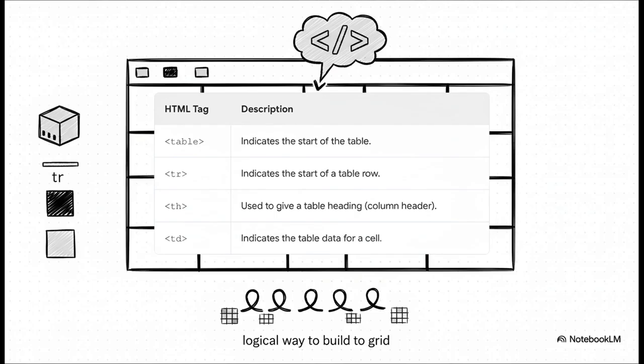The table tag starts the whole thing. Then you think in rows. TR literally means table row. Inside each row, you put your cells. You use TH for a table header, that's why they're bold, and TD for a regular table data cell. You're really just building the grid one row at a time.